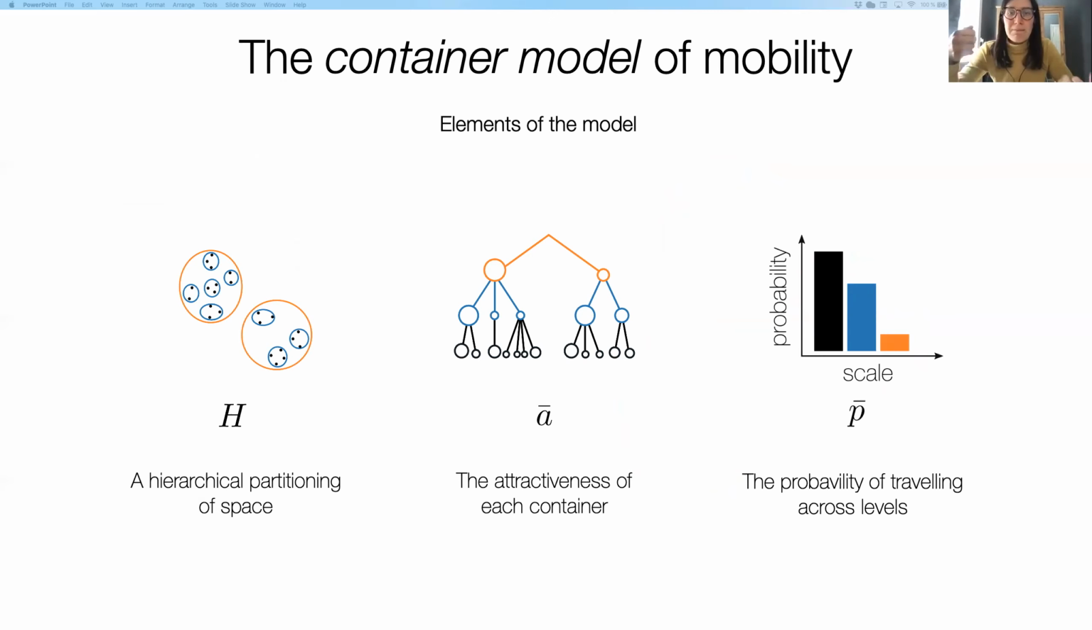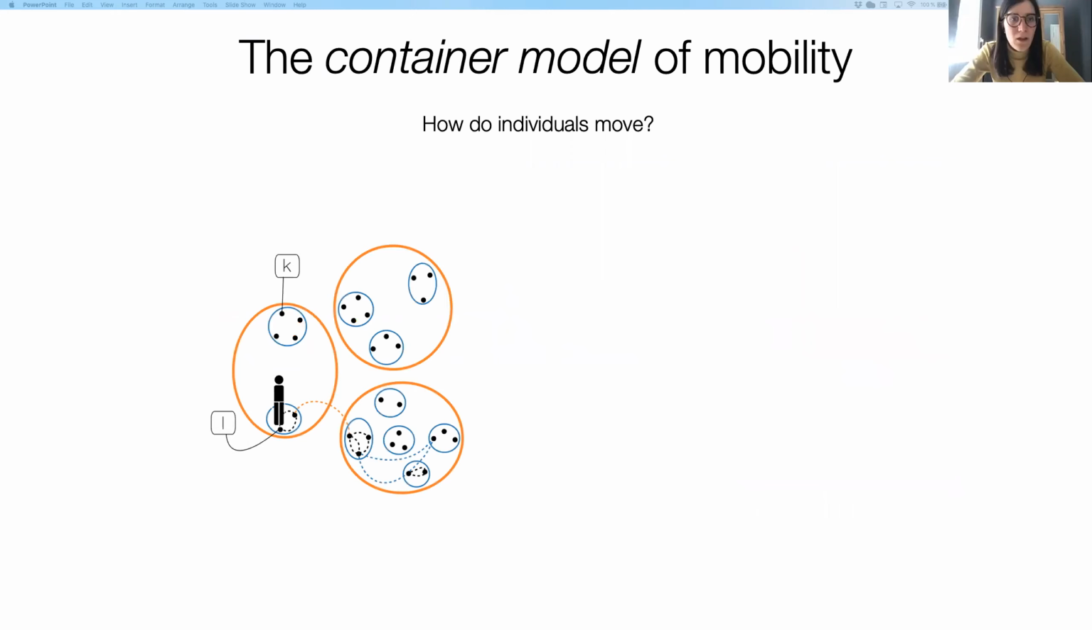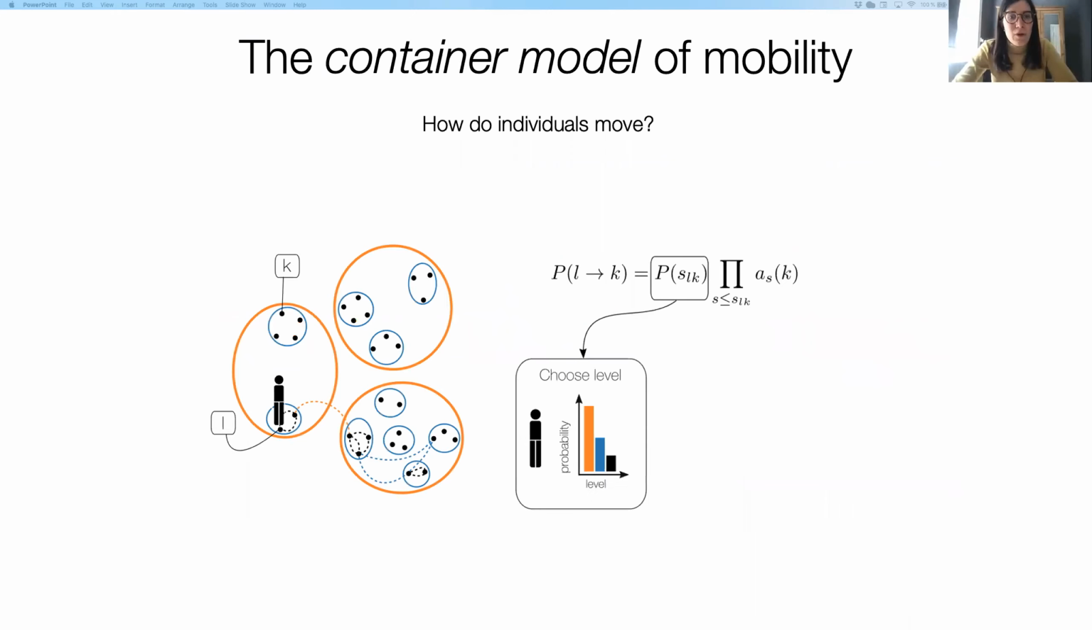So it's basically much more likely, if I'm located in my room, to transition somewhere within my home rather than transitioning to a different container. So there's basically a cost associated to transitioning to containers that are located higher in the hierarchy. And then how do we move? Well, the probability of transitioning between location L and K is basically the product of two probabilities.